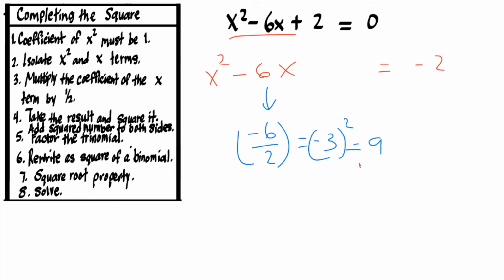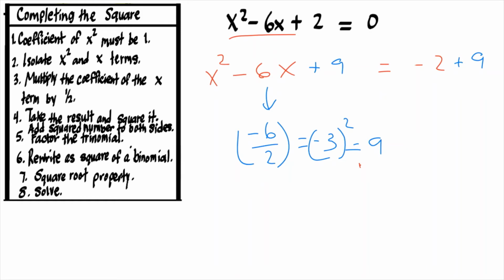So I need to take this number now and add it to my left side and my right side. So it's going to be added on both sides. It's always added. So when you square it, it doesn't matter if it's negative or positive, you're going to get a positive answer. So now you square it and add it to the left and right side. Both sides get a positive 9.